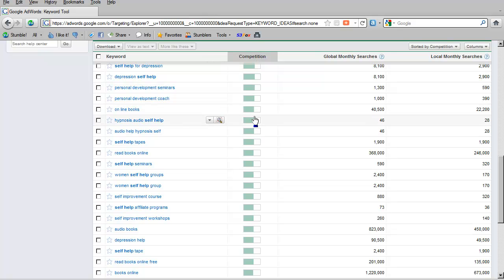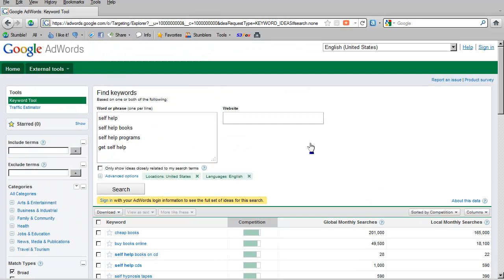And look, some of these are really competitive. Online books, it's pretty competitive, 40,000 monthly searches. But hypnosis audio self-help is a fairly competitive keyword with very little search volume, and it's probably going to have very little SEO competition. So there's not that many searches, but we'll get into this with keyword research. Some of these really tiny keywords won't get a whole lot of searches, but if you can get ranking for them, you can often convert them at a much higher rate to sales. But we'll talk about that when we get into keyword research later on.